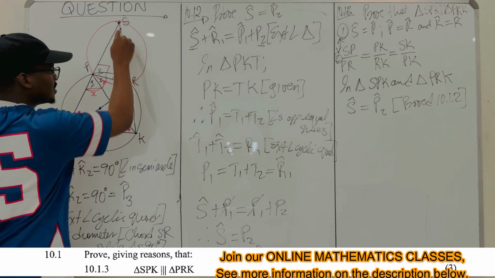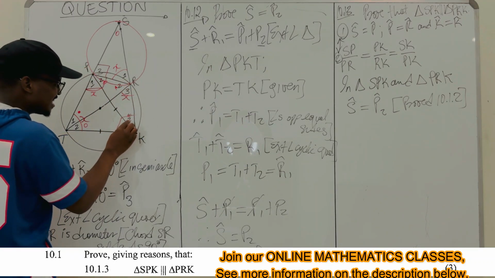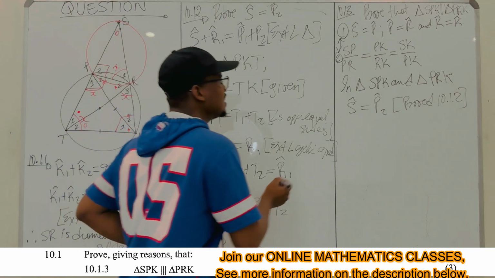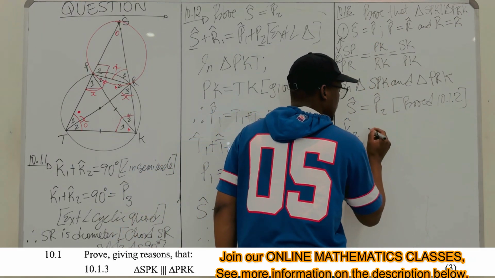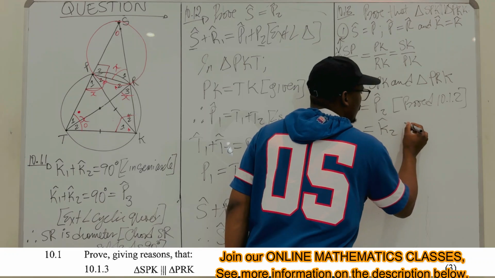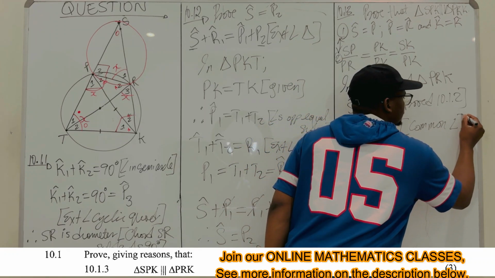Look at this angle, it's here. Look at PRK, it's also there. So they're sharing this angle K2. So you say now, angle K2 for the first triangle is the same as angle K2 of the second triangle, because this is the common angle. They are both sharing this angle.